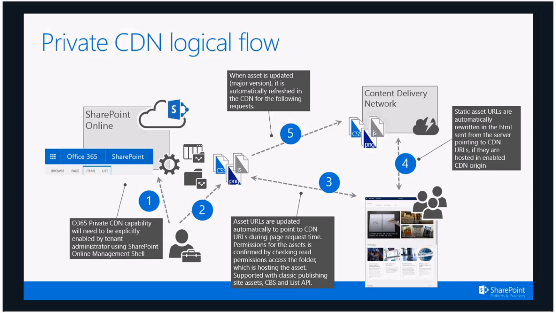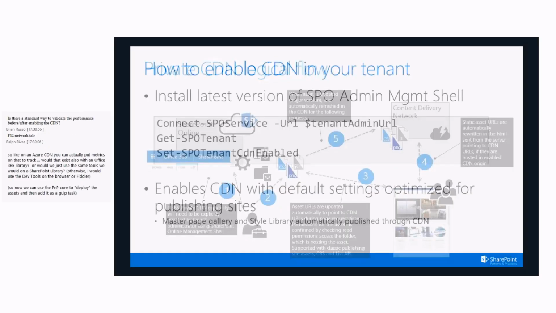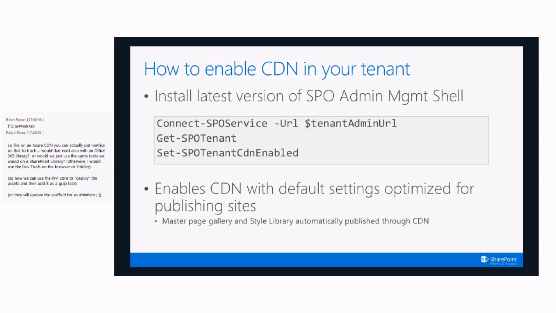So, cool. How do we actually enable this? By default, it is disabled, like mentioned. If you have the latest or a pretty recent version of the SPO Management PowerShell, you connect to the service, and you can check that the tenant connection is fine.